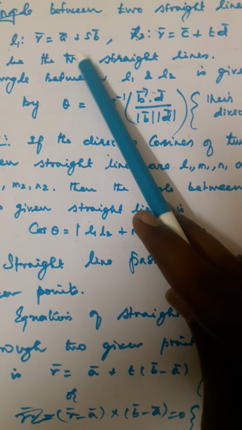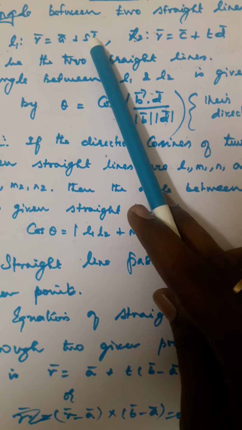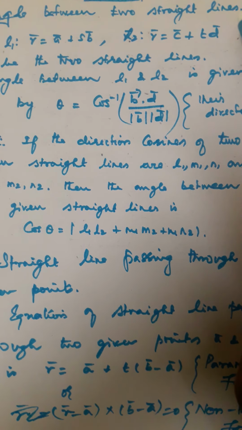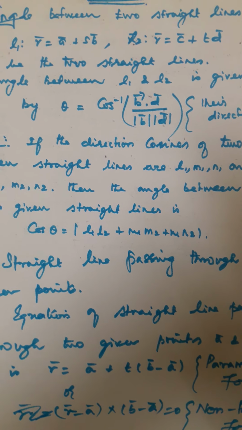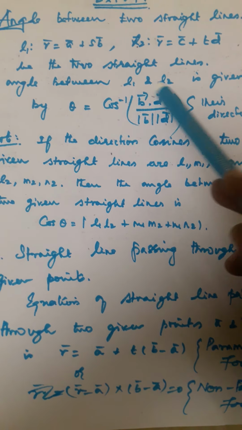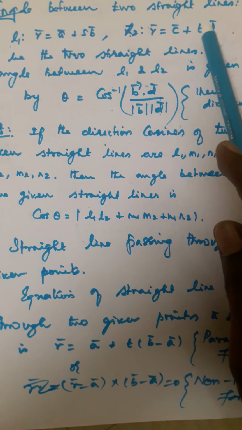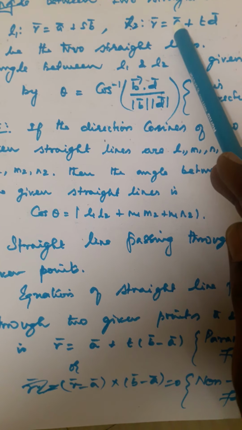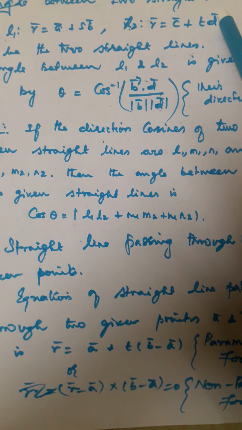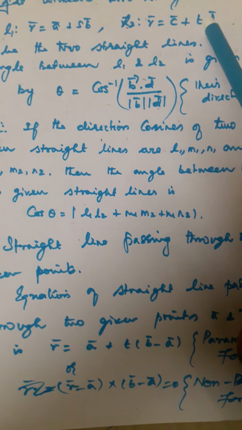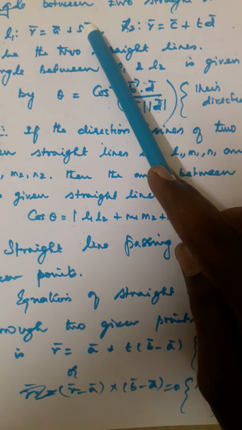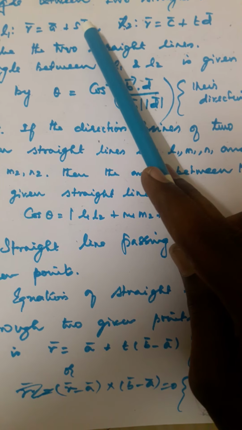Your line format will be r vector equal to a vector plus s into b vector, and line 2 will be r vector equal to c vector plus t into d vector, right? So you have two straight lines. Now how to define the angle between two straight lines? That is nothing but the angle between their directions. So a vector and c vector are points on the lines, and b vector and d vector are vectors along the lines. So for a line, you have one point and one vector.